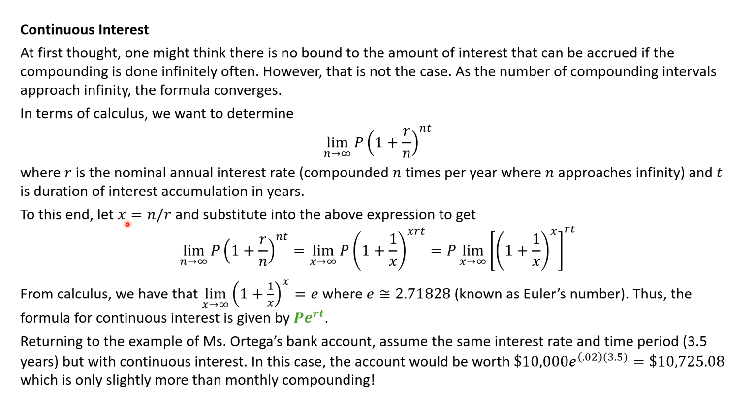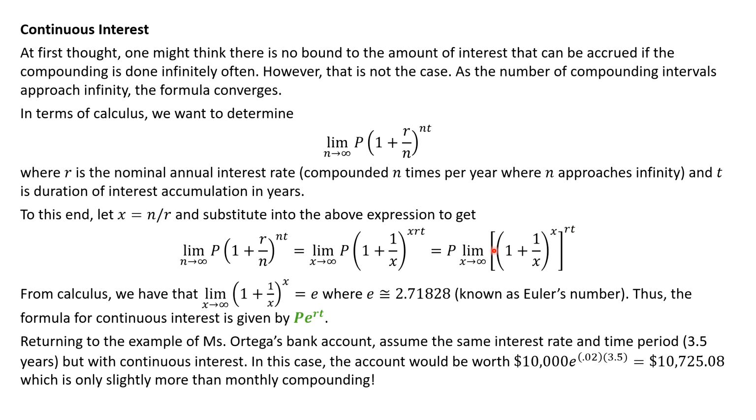To this end, we let x equal n divided by r, and then we substitute into here. So we start with this, and then if x is n divided by r, then this is 1 over x. Then you have n equals r times x. So I plug that in here, and then you can just write it this way. We have this expression to the x and then the whole thing to the RT power.